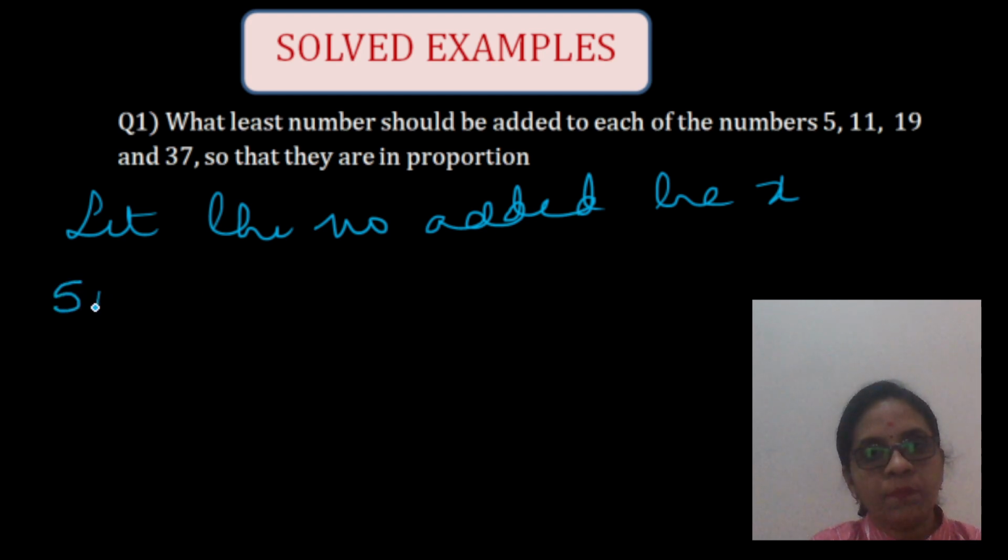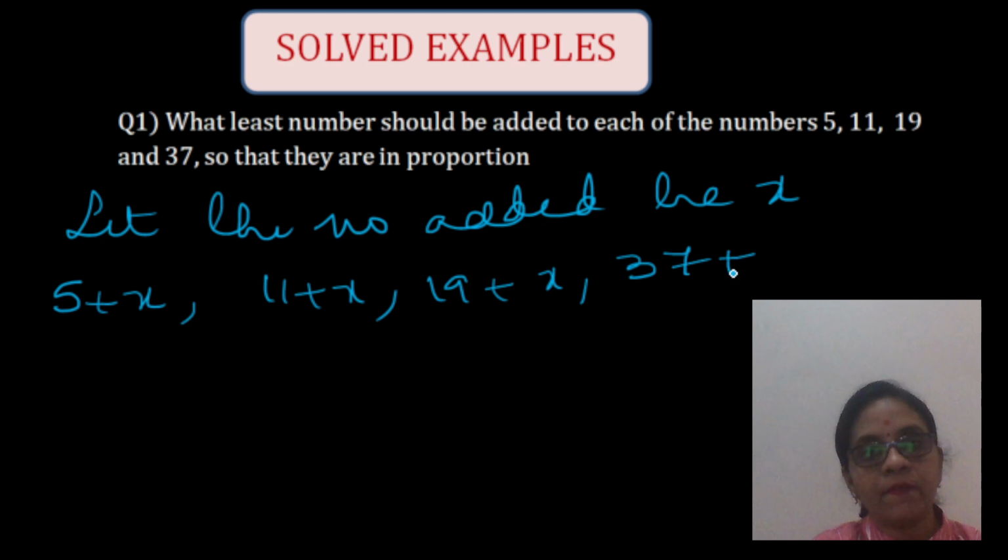So the numbers now become 5 plus x, 11 plus x, 19 plus x and 37 plus x. Now these numbers are in proportion. If these numbers are in proportion, what does it mean, children? Can you tell me what it means? It means that 5 plus x is to 11 plus x is equal to 19 plus x is to 37 plus x.